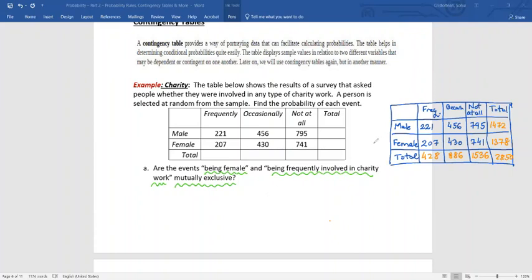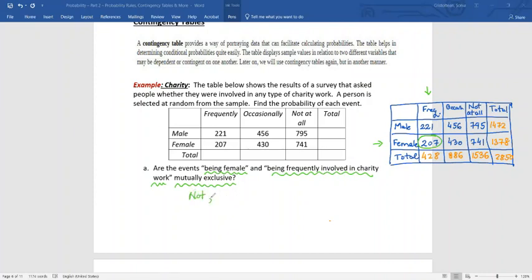Let's just take a look at being a female, which is right here on this row, and frequently involved in charity work, which is right here on this column. You can clearly see that these two, the row and the column, have something in common. So they share common outcomes. Because of this, the answer is no.